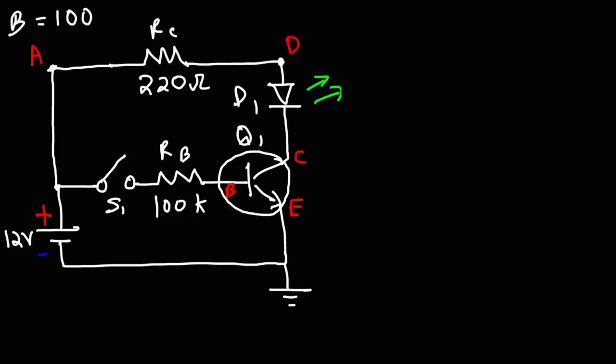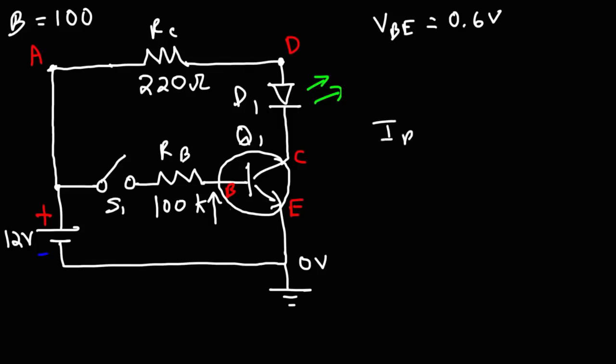The first thing I would do is set the ground potential to 0, and then we could determine the potential at point B. Keep in mind VBE is between 0.6 and 0.7 volts. So we're going to say that VBE is 0.6 volts for this problem.